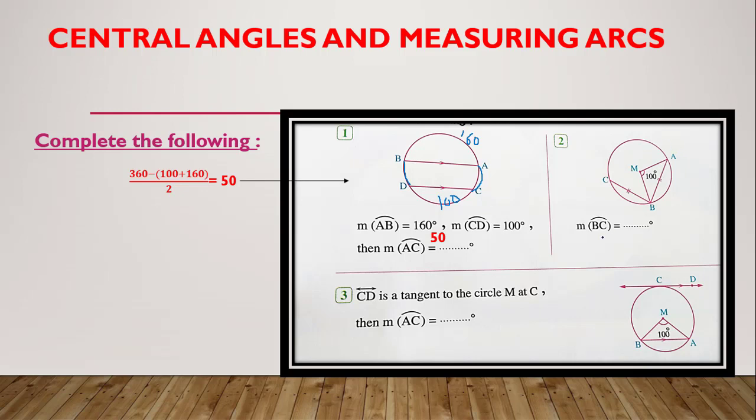Okay, here I want the measure of arc BC. This is the arc BC. Here the chord AB equals the chord BC. So the measure of arc AB equals the measure of arc BC. Here the central angle is 100, so the measure of arc AB is 100. It means that the measure of arc BC also is 100.